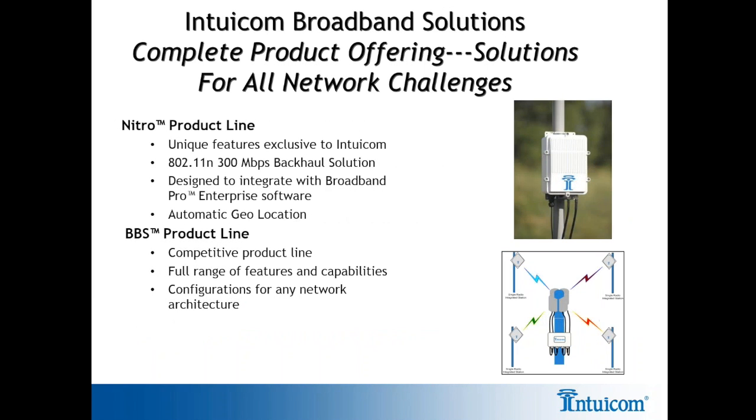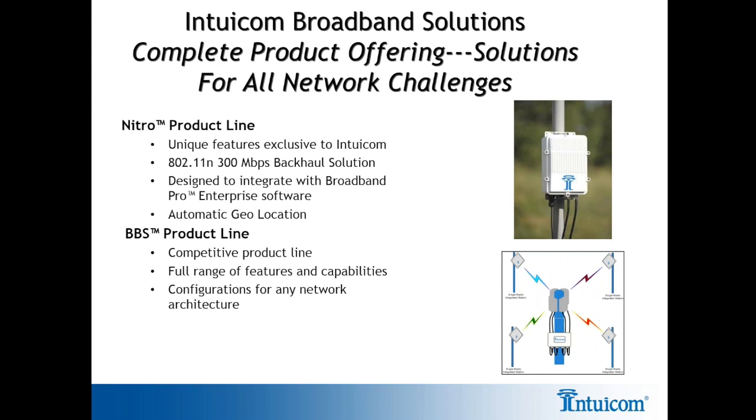Intuicom is located in Boulder, Colorado. We manufacture broadband and narrowband radio for network solutions. Our broadband line is composed of the Nitro line, which is our high-performance solution, if we can call it that way. It has up to 300 megabits of throughput with a single radio and up to 600 with a dual radio, integrated GPS, RSSI level indicators, and it has unique features exclusive to Intuicom.